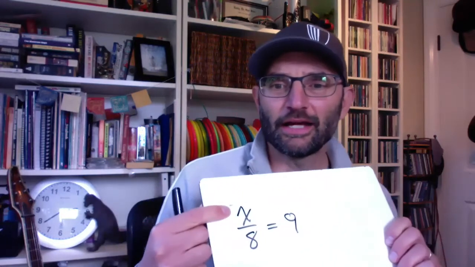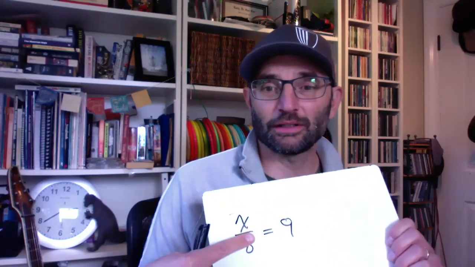So if you look on page 562 in your book, are you on page 562? I hope so. If not, you can pause the video and go get to page 562 and then come back. All right, so on page 562 at the bottom, letter A, I'm going to copy that down. It says x over 8 equals 9. So that means some number that we don't know, x, if you divide it by 8, it'll equal 9.